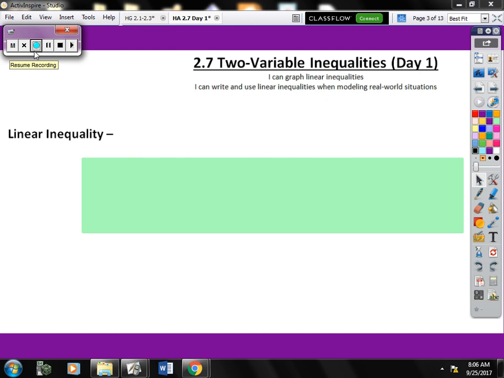Our last section for chapter 2 then is inequalities. So basically graphing a line, choosing if it's a solid or a dashed line, and then shading above or below. You guys should remember this from Algebra 1. The only thing that's different might be tomorrow we'll add some modeling with real world, but I think we also did that in Algebra 1 as well.